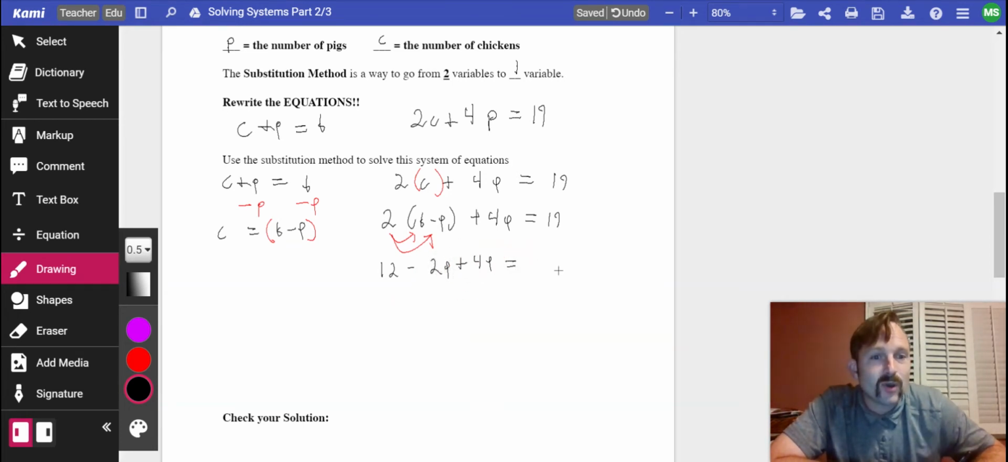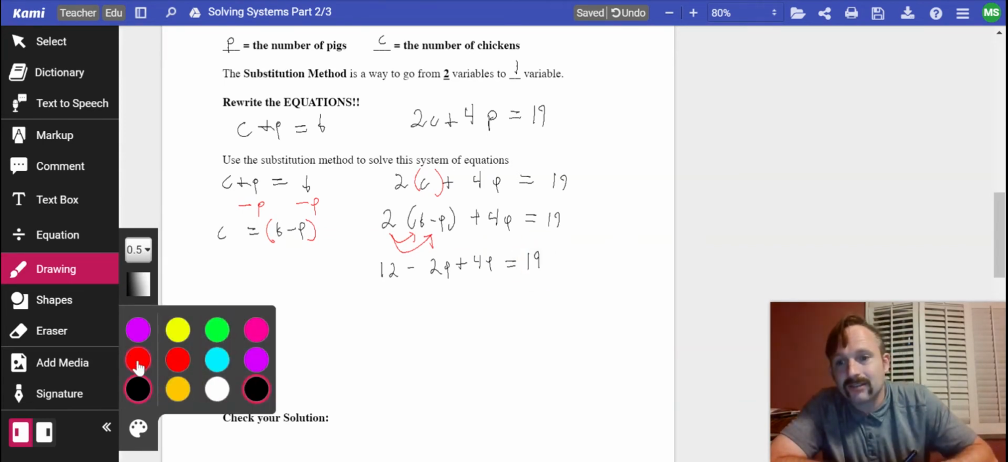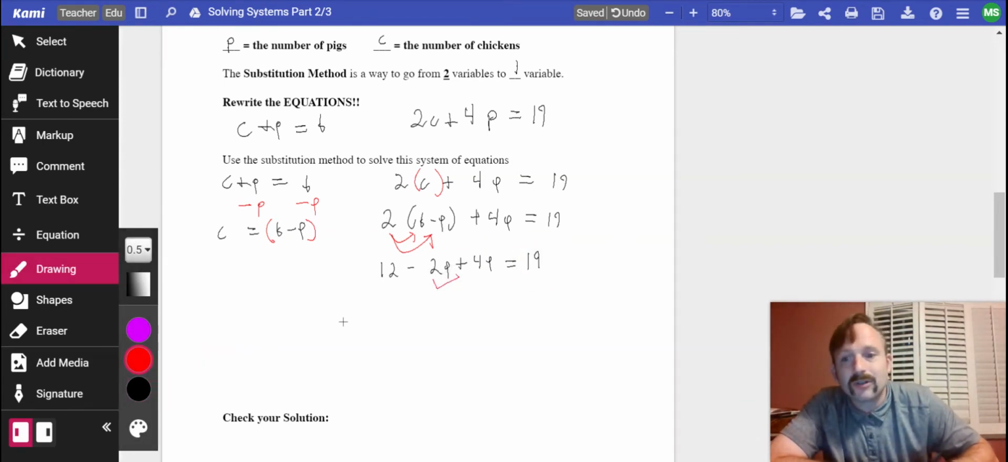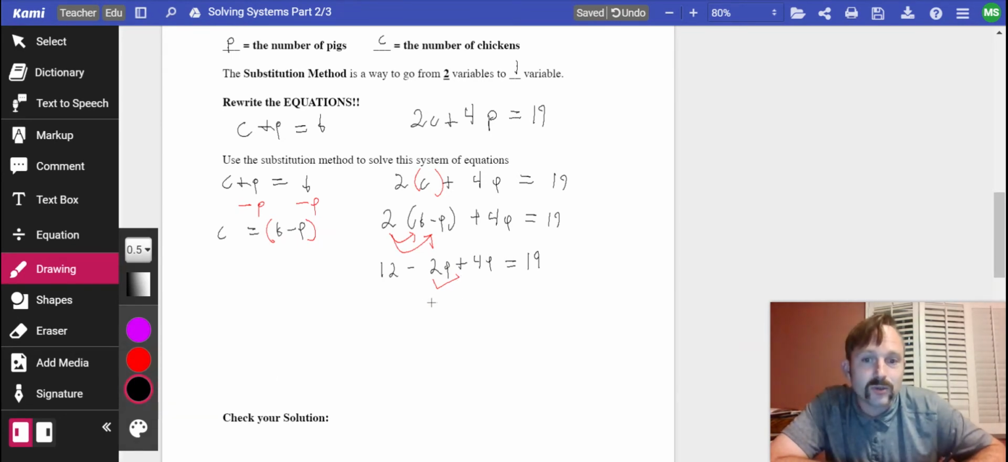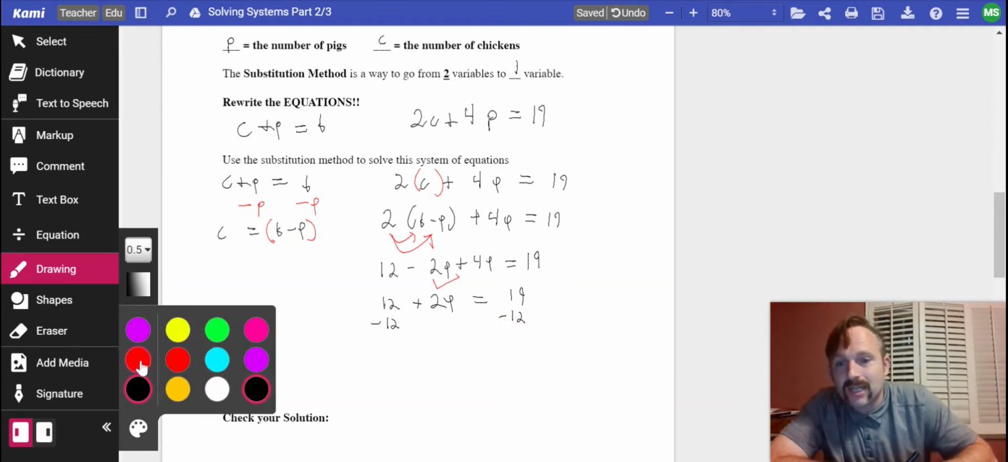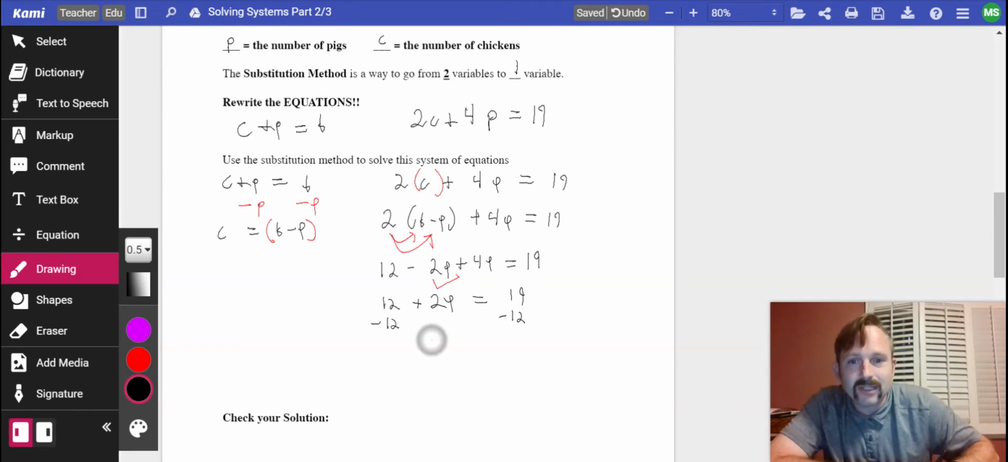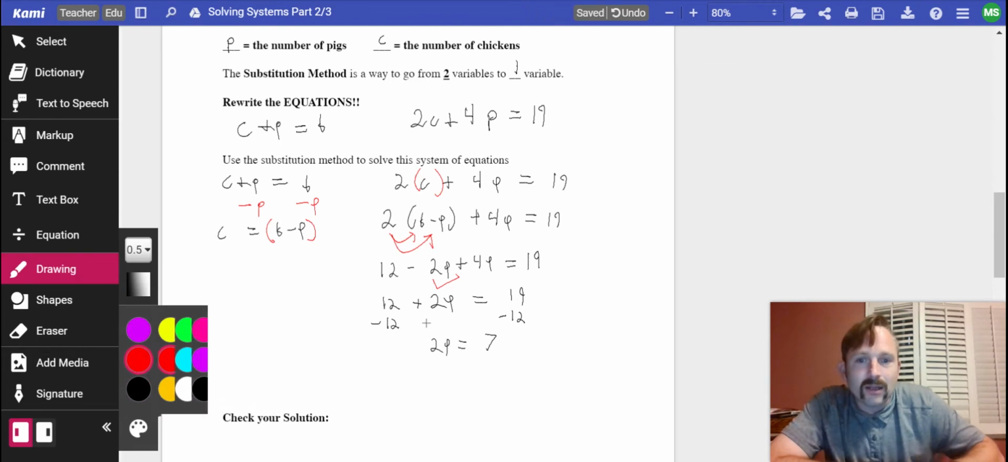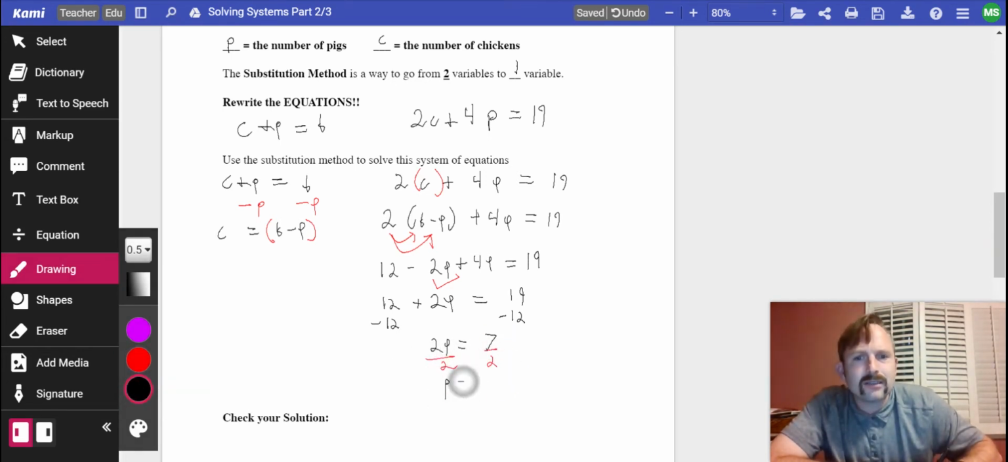So now we just have to work our way to solving this. We understand that we're going to combine like terms. We're going to get P alone, isolate for P. So if we minus 12 on both sides, I should have used red right there. I get 2P is equal to 7. I'm going to divide by 2 on both sides, and I get P is equal to 3.5.